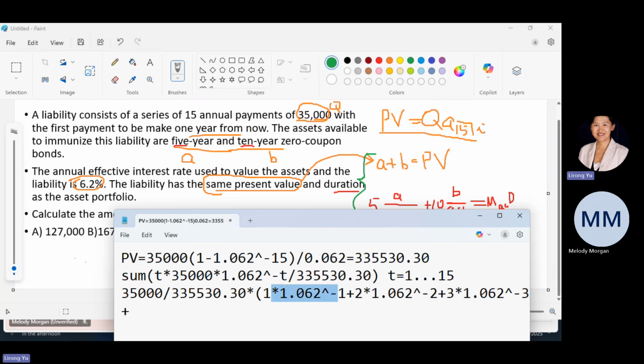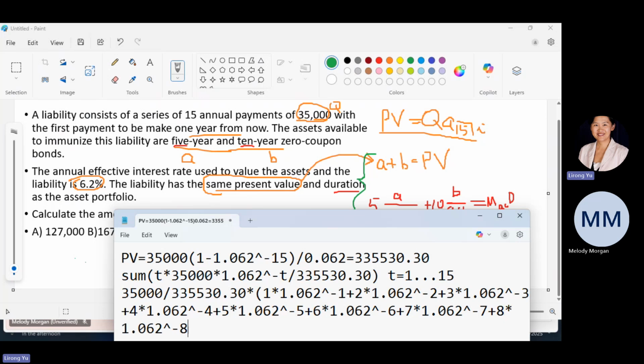Right, let me try to save some time. Next up is 4, and then 5, 6. Maybe there's a faster way to do this, but here I am doing this until 15. You get an idea. There's some calculator that allows you to enter the sequence, so maybe we can do this calculation a little faster, but all the way to 15. That's the calculation of the duration.